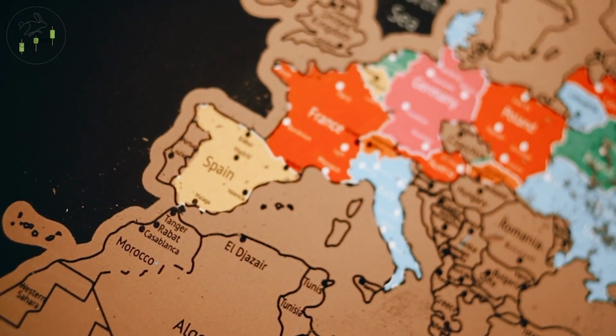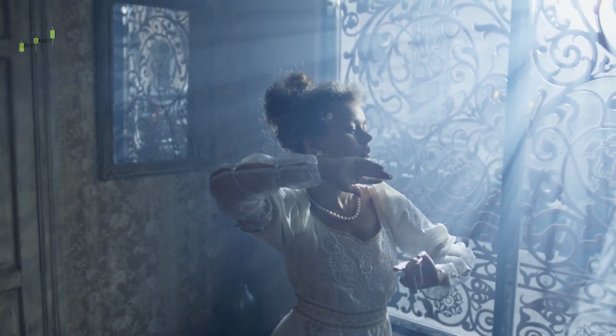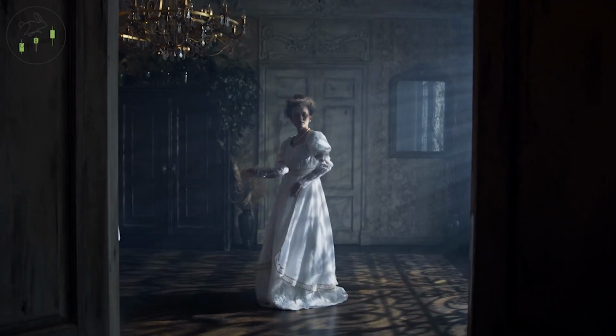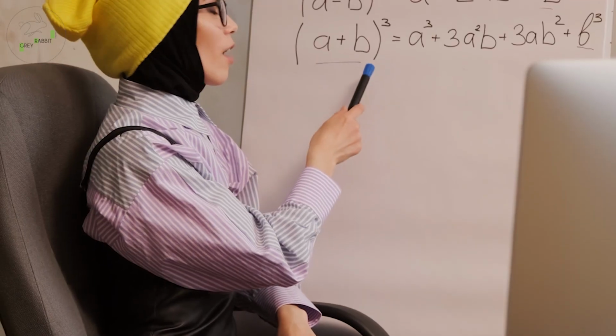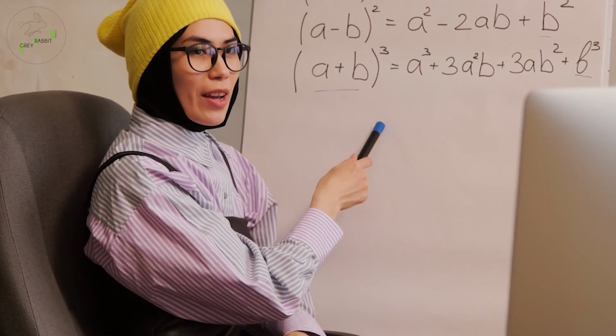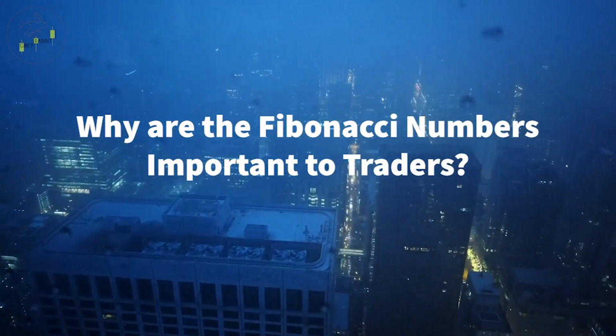Copies of his book of calculations then multiplied like rabbits across Europe, and would go on to replace the old Roman numeral system by the 15th century. Fibonacci's work laid the foundation for the mathematical system we still use today. Why are the Fibonacci numbers so important to traders?